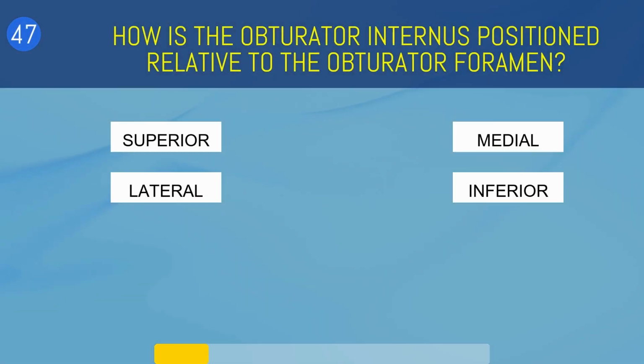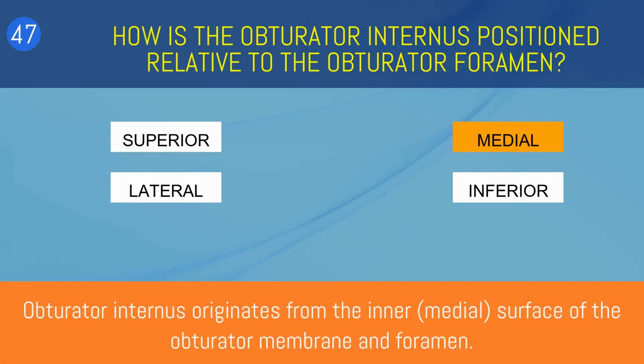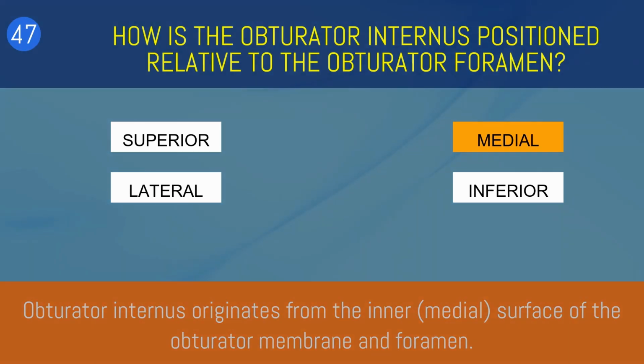How is the obturator internus positioned relative to the obturator foramen? Superior, lateral, medial, or inferior? Medial. Obturator internus originates from the inner surface of the obturator membrane and foramen.